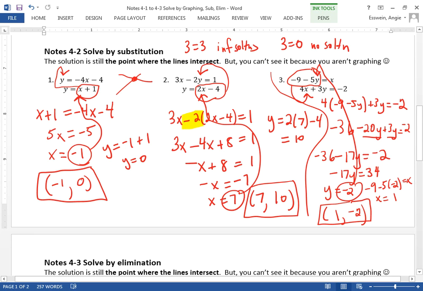So it's possible that x or y will just disappear entirely, but you shouldn't be thrown, because it's either infinite or none. If it's true, it's infinite. It means it was the same line to begin with. If it's false, then it's no solution.